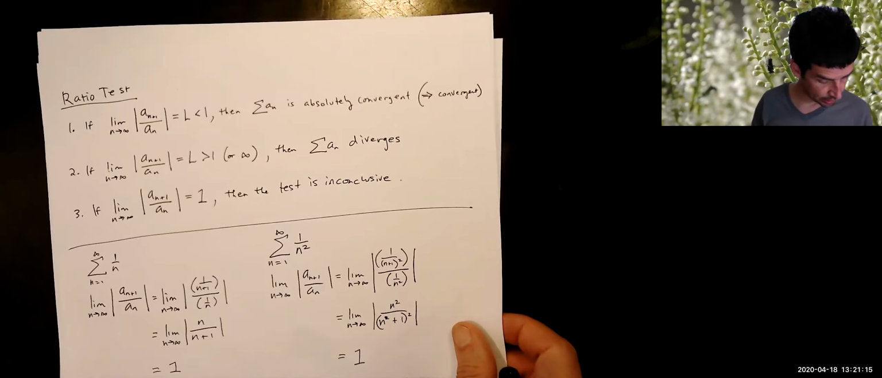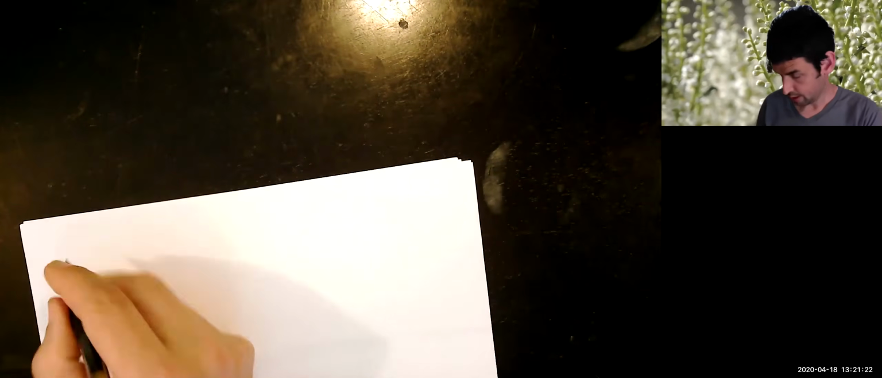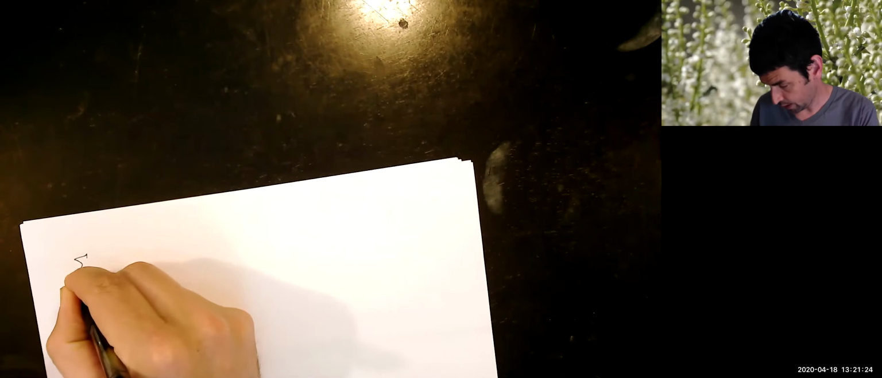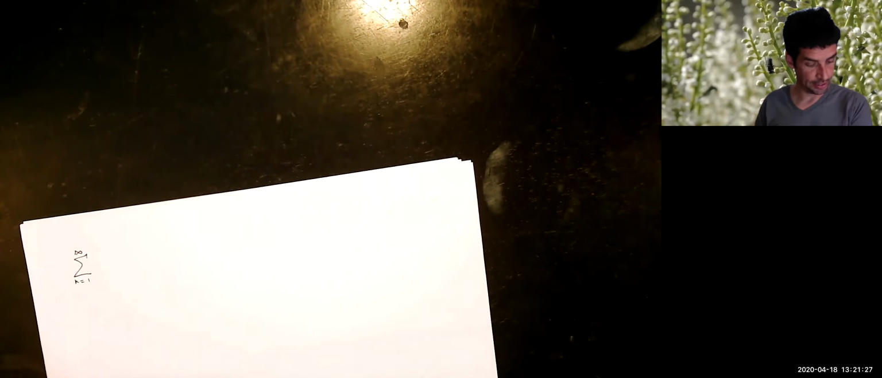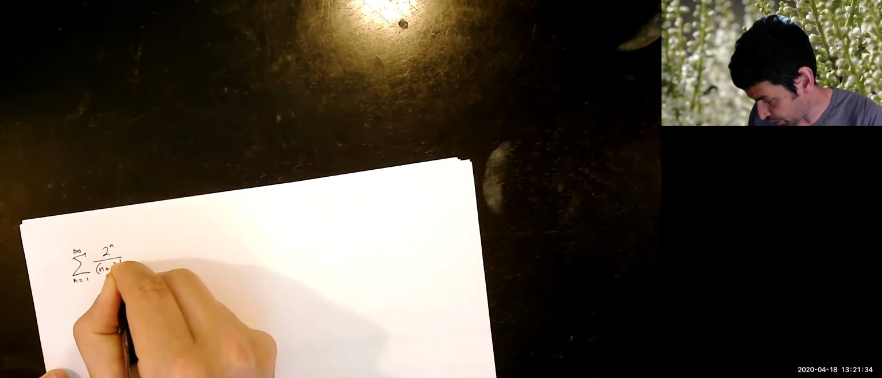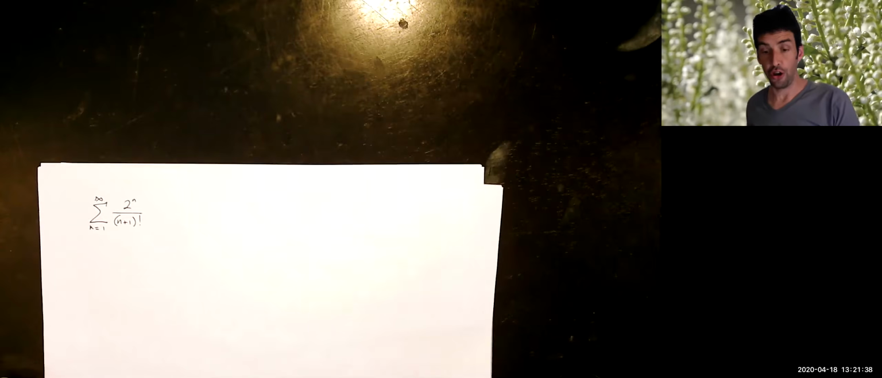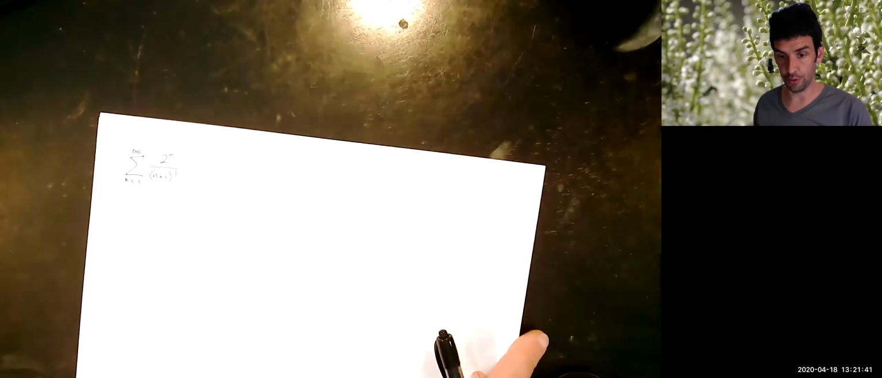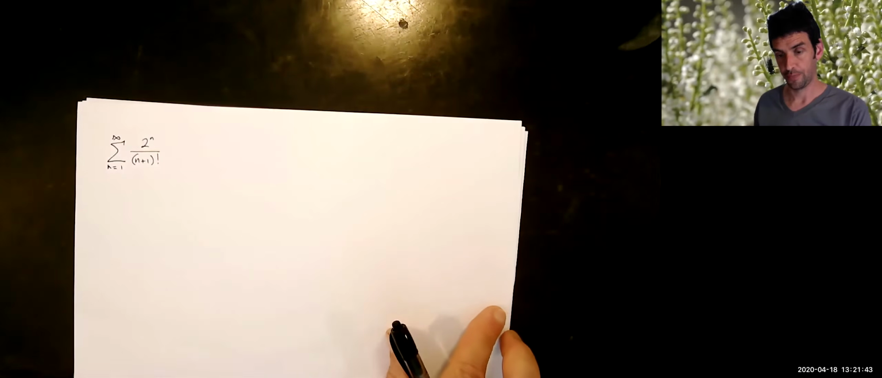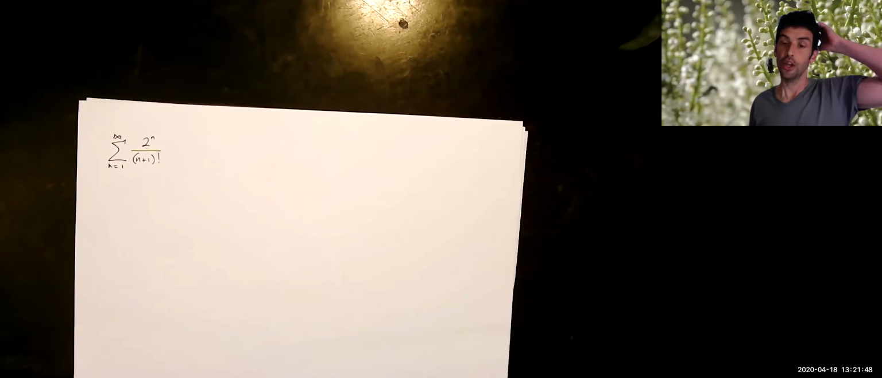So let's take a look at another series. Let's look at the sum from n equals 1 to infinity of 2 to the n over (n plus 1) factorial. Okay. So let's do a little bit of work. We want to test this for convergence or divergence if we can. So we need to do a few things.